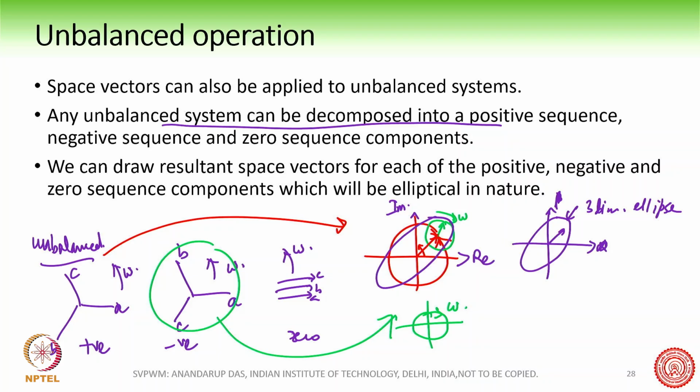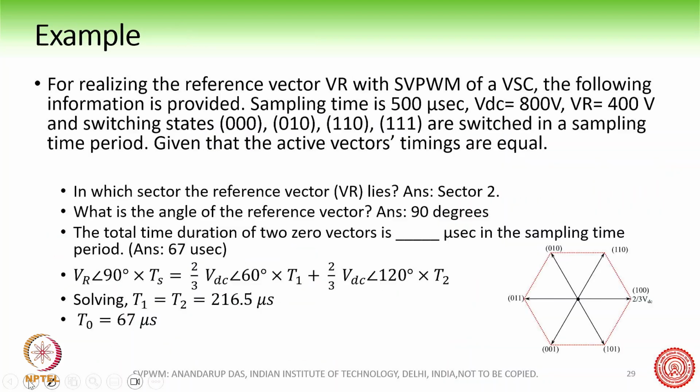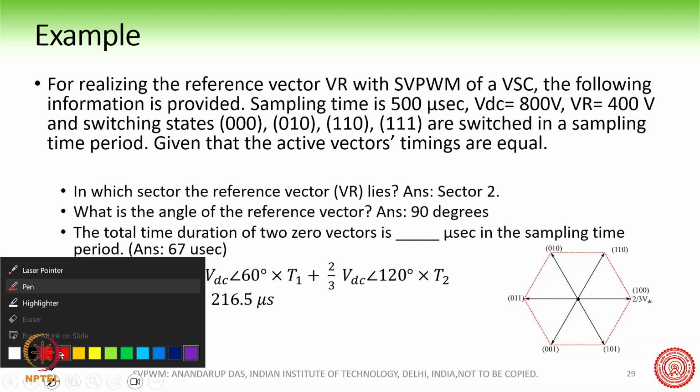But in many cases we have an isolated neutral, and the space vector is elliptical in the two-dimensional plane. So this is where an unbalanced operation can also be analyzed, with the positive sequence and negative sequence space vectors creating two circles, rotating in opposite directions and having different diameters. Okay, we will quickly take up two examples, very quickly.